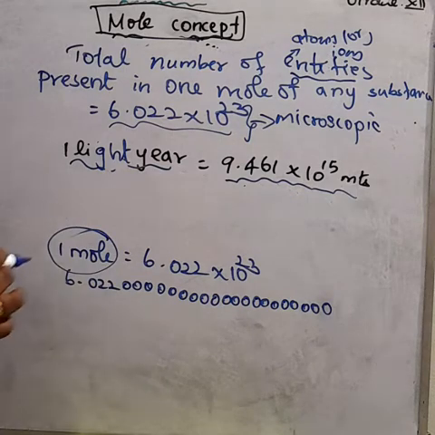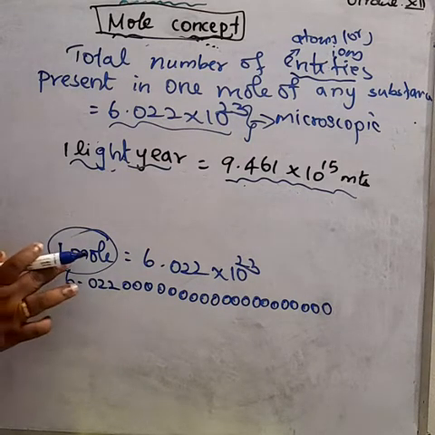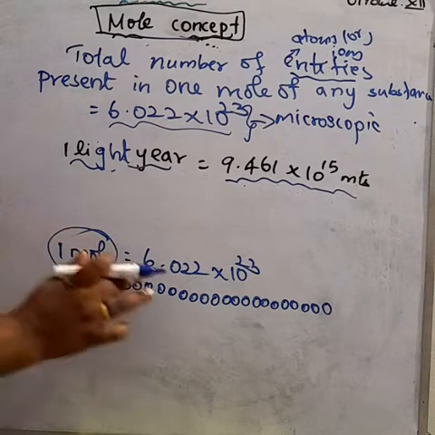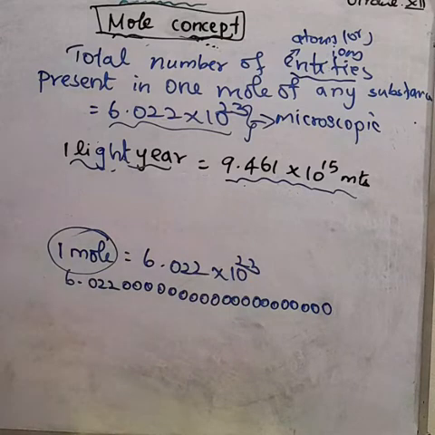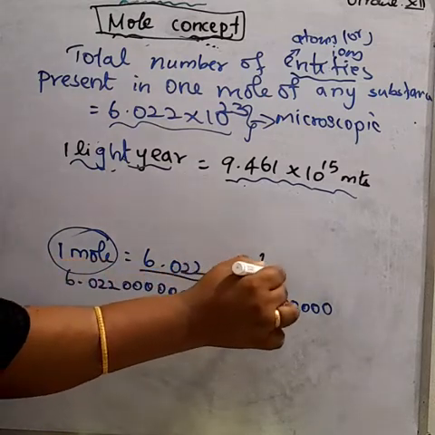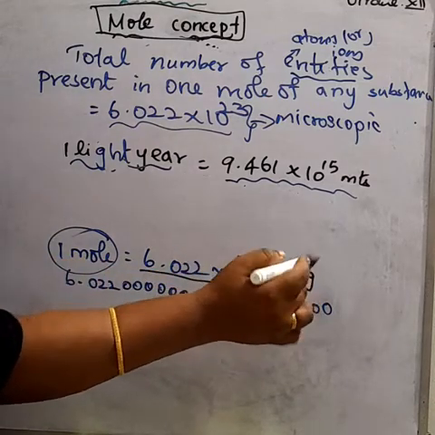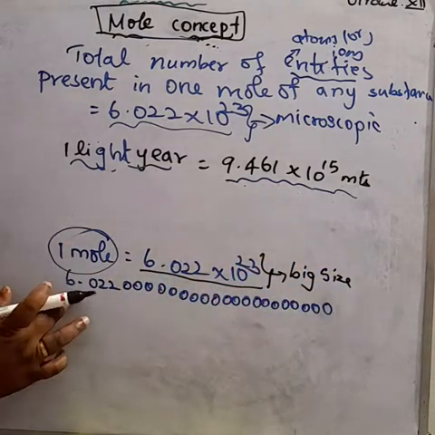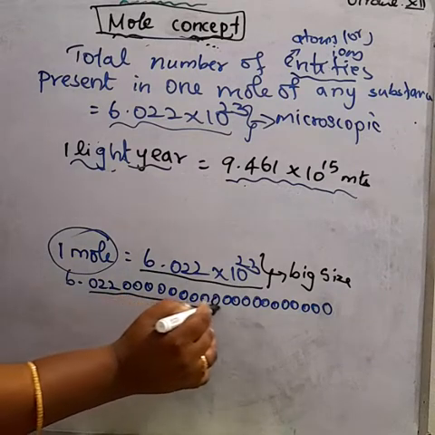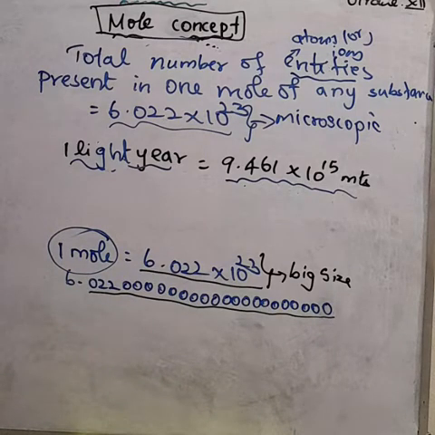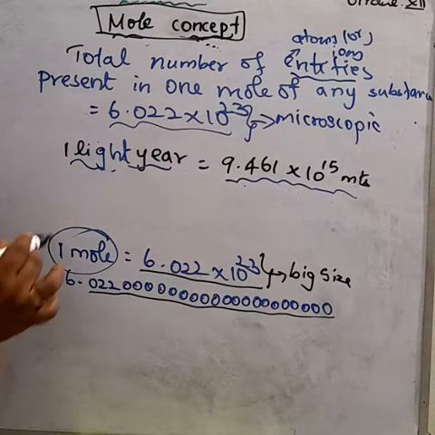1 mole. Okay, understand. So 1 mole of any substance contains 6.022 × 10^23 particles. Okay, so 6.022 × 10^23 is a very big number, with 23 digits after the 6. So for macroscopic particles we cannot use this mole concept.